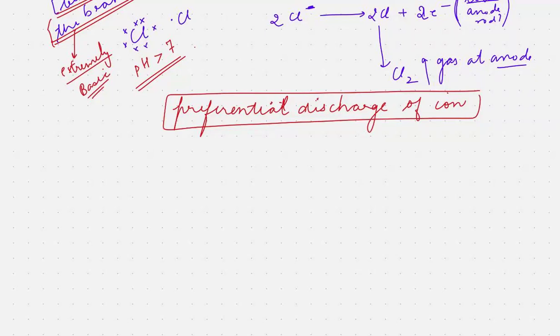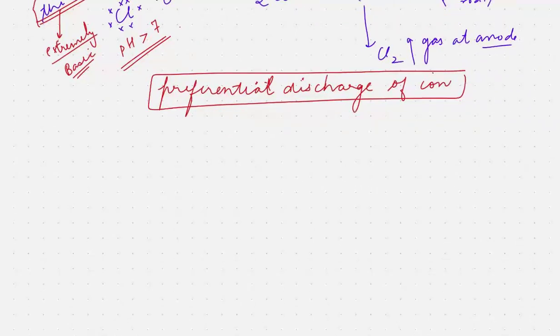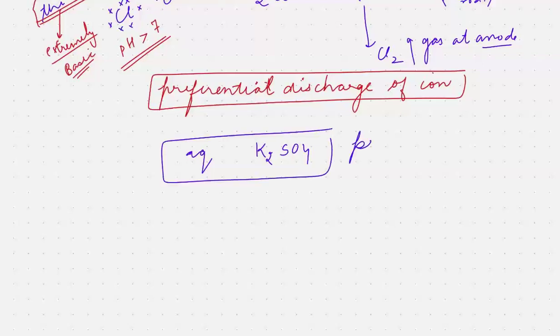Now just see. Sometimes we will have some questions. Now, a very important topic here that I'm going to tell you. You will have two cations and two anions. For example, if I give you aqueous K2SO4, and if I want you to tell me the products of electrolysis of aqueous K2SO4 on platinum electrodes.